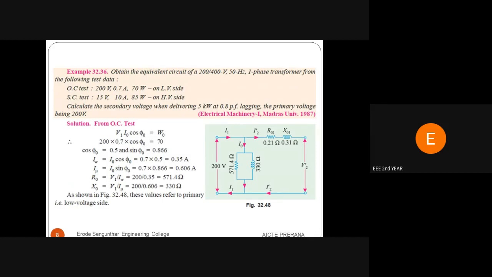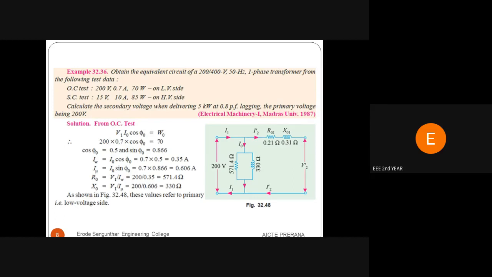So next important problems are the open circuit test and short circuit test problems. Obtain the equivalent circuit of a 200 by 400 voltage, 50 Hz single phase transformer from the following test data, open circuit test and short circuit test. We have to conduct the two tests. Based on the open circuit test, the voltmeter reading is 200 voltage, ammeter reading is 0.7 ampere, wattmeter reading, that is the total iron losses of the transformer, equal to 70 watts.